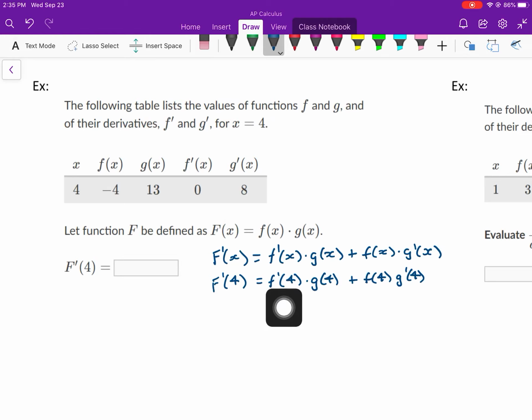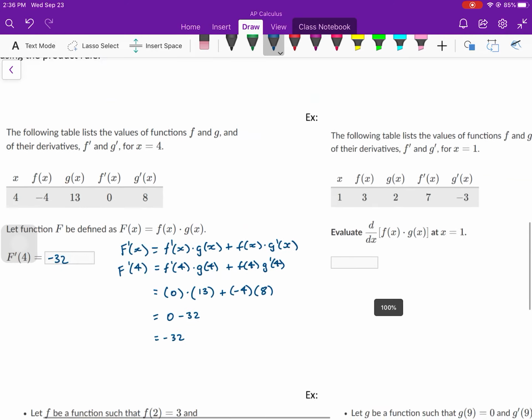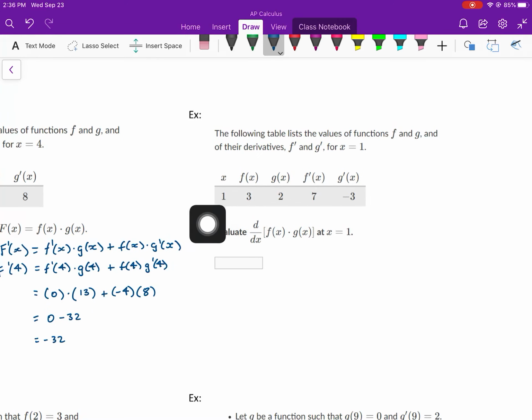Okay, now f prime of 4, if we look here, f prime of 4 is 0, so I'll just go ahead and substitute that in. That's 0 times g of 4 is 13 plus f of 4 is negative 4 times g prime of 4 is 8. So 0 times 13 is 0 minus 32 is just negative 32. So that means f prime of 4 is equal to negative 32. Pretty easy, right? I mean, the same thing over here, you just do the same thing.